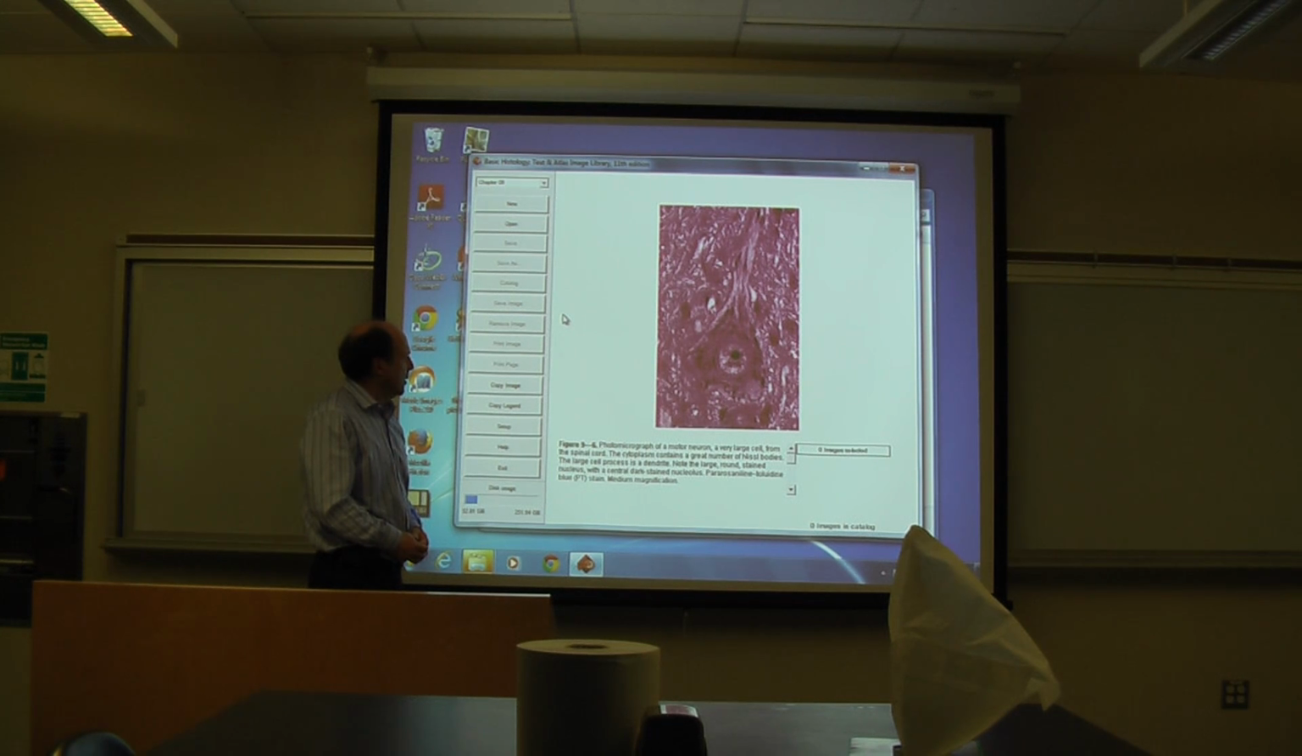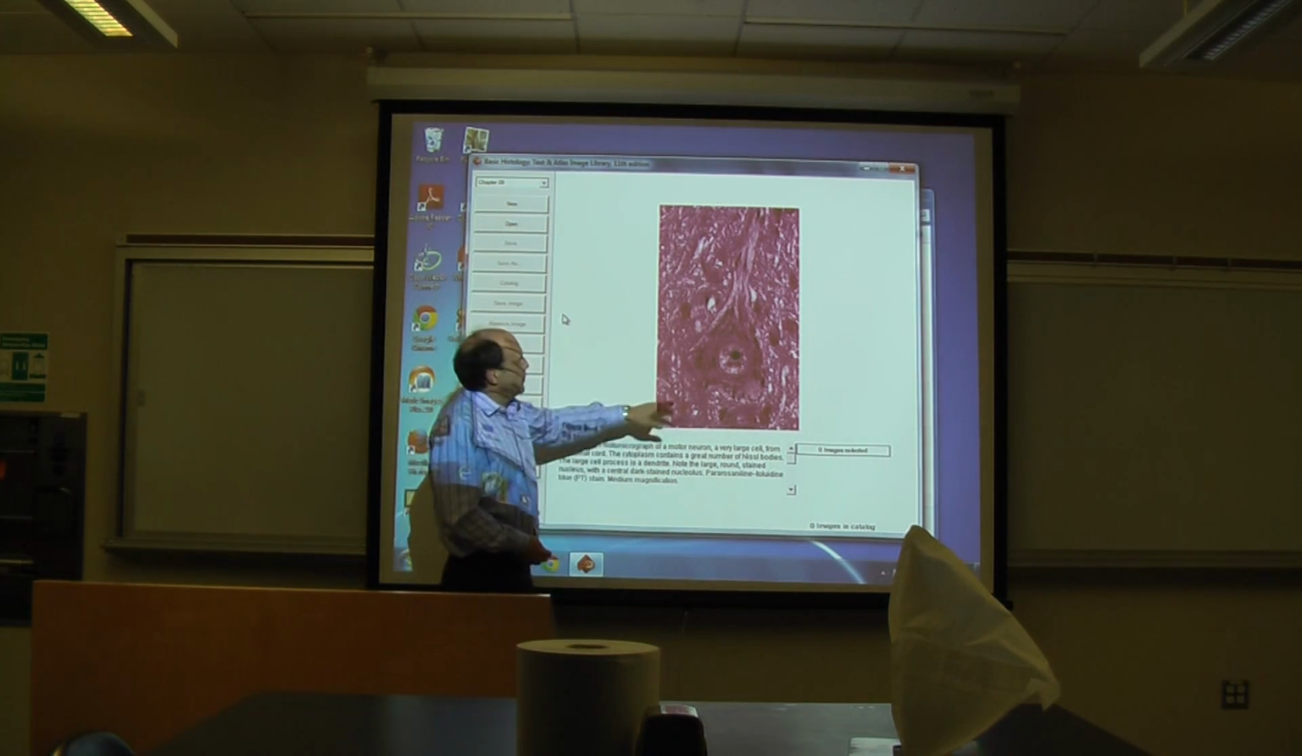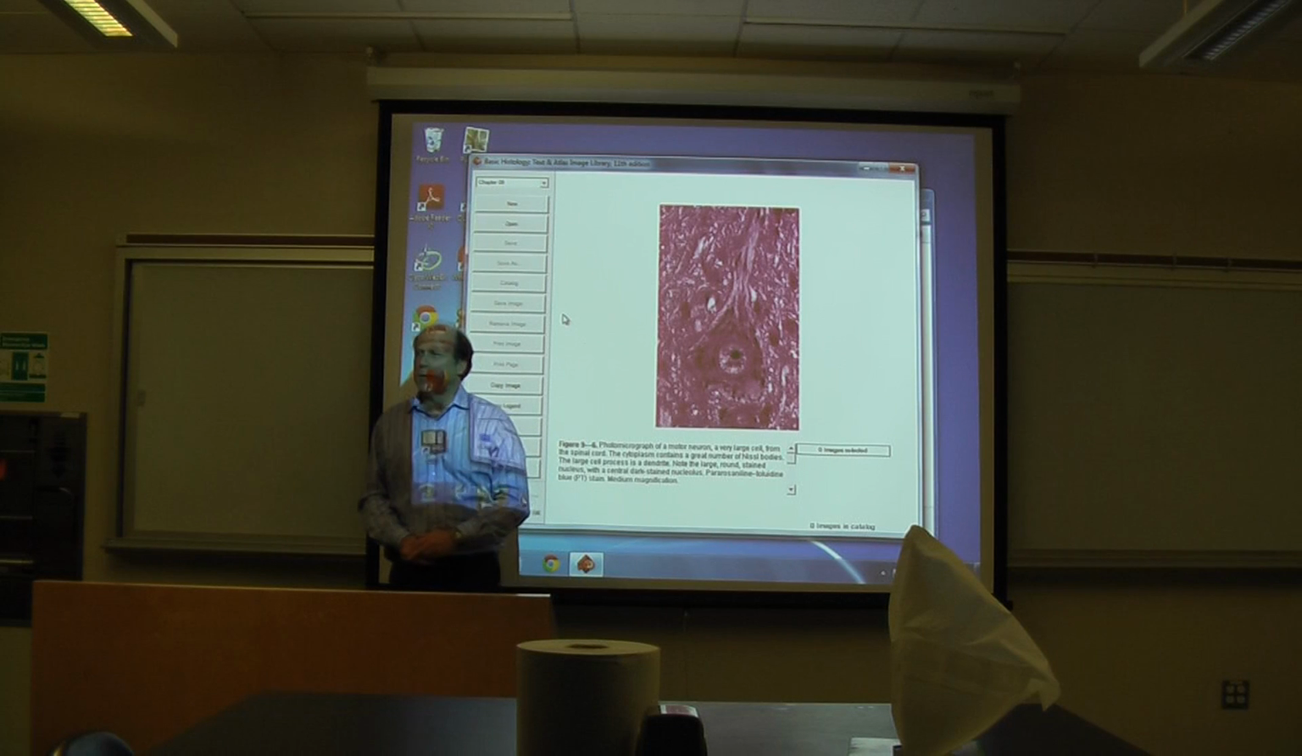You can try to call up some of these pictures from the second edition, see what they look like. Here's a motor neuron. It's a large cell body. It contains a large number of Nissl bodies. Anybody pick up what a Nissl body was?